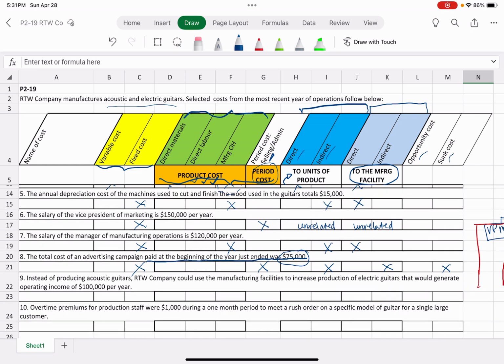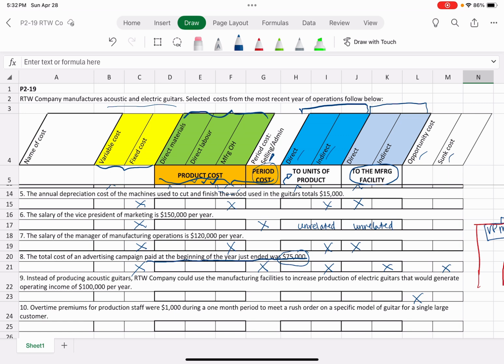Okay, this next one, number 9. Instead of producing acoustic guitars, RTW could use the manufacturing facilities to increase production of electric guitars that would generate operating income of $100,000. What they're getting at here is an opportunity cost. Instead of doing this, we could do that. And because we're not increasing production of electric guitars, there's an opportunity cost of $100,000 per year because of that.